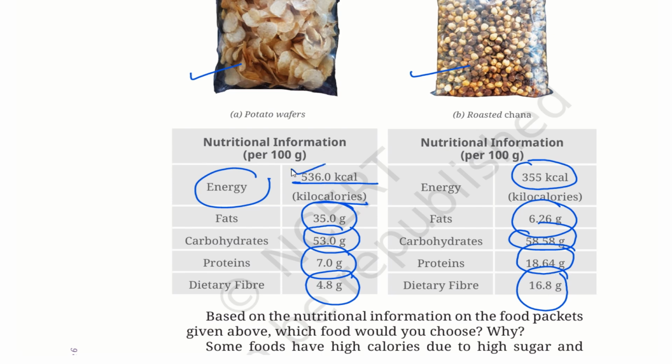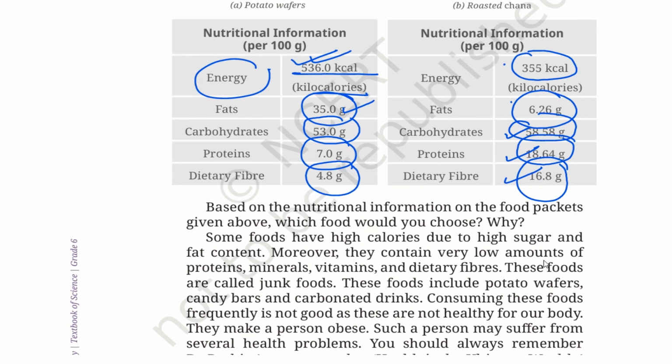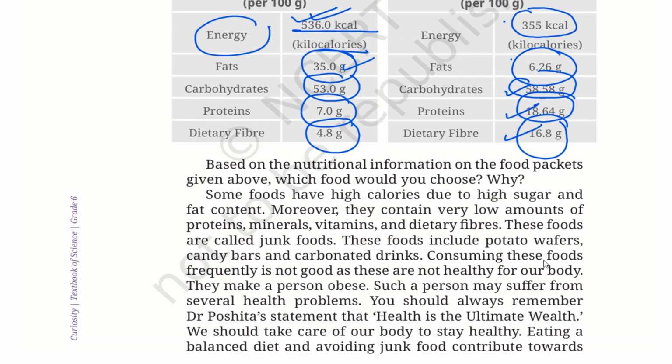Here you are getting more calories, no doubt, as compared to the roasted chana, but look at the fats. You are getting more fats from here. We don't know which fats we are getting, right? Good or bad. And here you are getting more carbohydrates, more proteins, and more dietary fiber as compared to the potato wafer. So on this nutritional information, which food will you recommend?